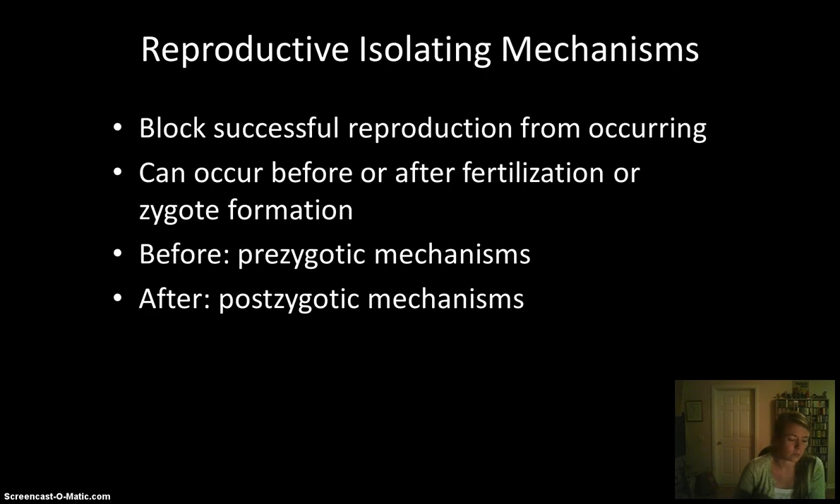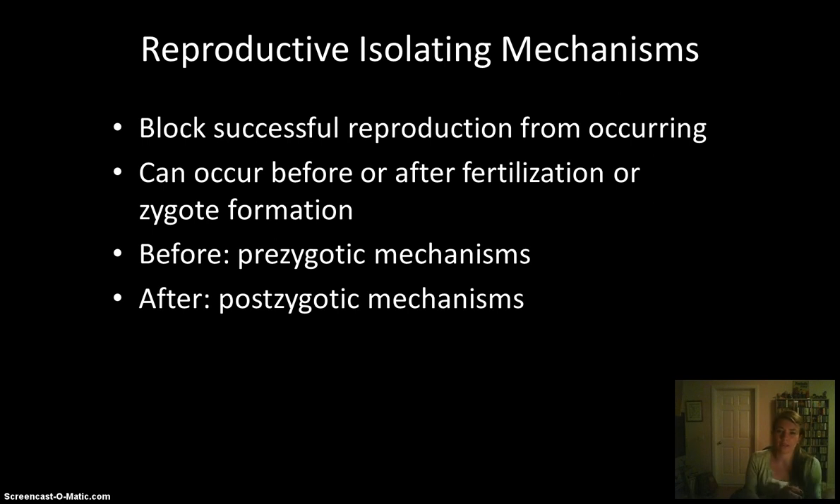So let's talk about some reproductive isolating mechanisms. Now we know that the biological species concept means, can they produce fertile offspring, yes or no? And if not, what's stopping it? That would be a reproductive isolating mechanism, and they block successful reproduction from occurring. So to be clear, it's possible that these two living things are reproducing and making offspring, but their offspring cannot successfully reproduce. They would be sterile or infertile.